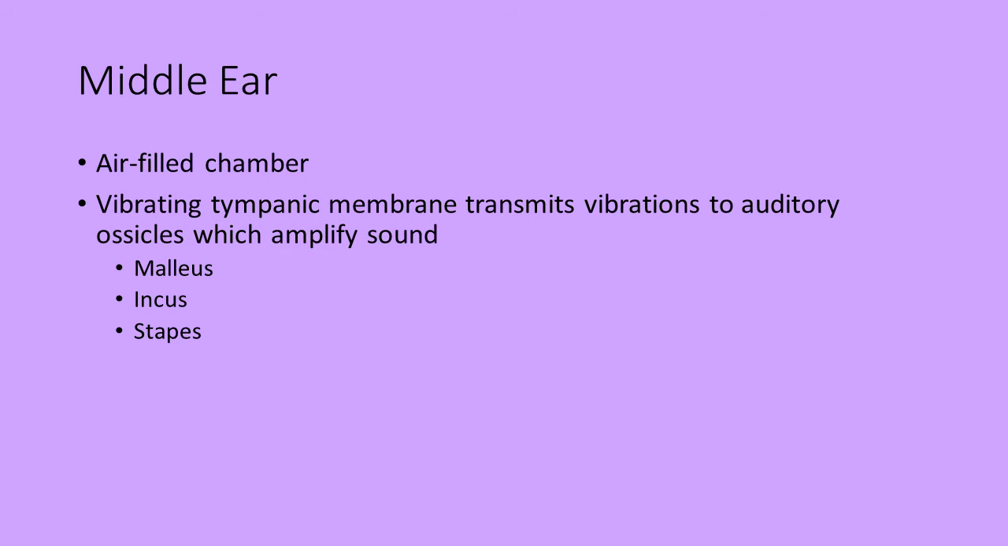So the middle ear is a chamber. It should be filled under normal conditions with air, not any fluid. The tympanic membrane or eardrum, as it vibrates, is going to transmit those vibrations to the auditory ossicles, those bones in the middle ear, which, as we said earlier in our list here, are the malleus, the incus, and the stapes. What's going to happen is it's going to amplify the sound.